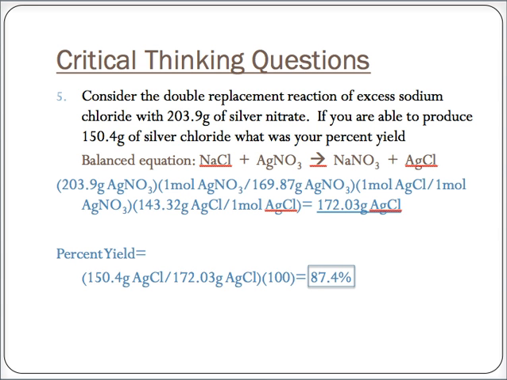We then plug that into our equation for percent yield. So we plug in the actual yield, which was 150.4 grams of AgCl, over what we just calculated, the 172.03 grams of AgCl. We multiply that by 100 and we get the percent yield of 87.4%. Okay.